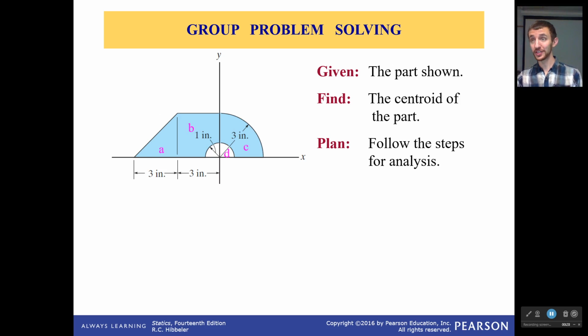What's our plan? Follow the steps for analysis. Make that table, write it all down, and you'll be surprised at how easy it is to solve.